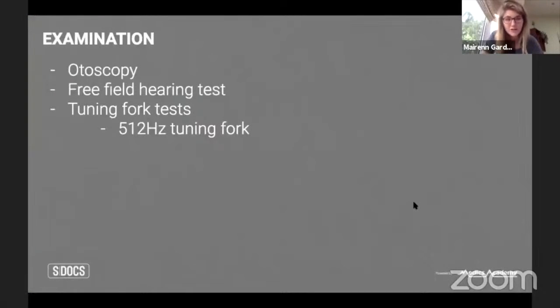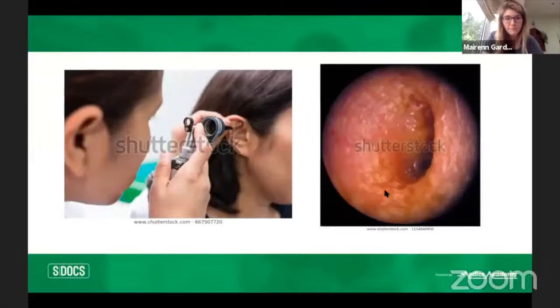So onto the examination. To start off with, you do otoscopy. Otoscopy, as you can see here, is an exam you would do to look at the outer and middle ear. This picture on the right is a patient with otitis media with effusion, and they've got a grommet inserted. So this is really helpful to give you a better picture of the outer and middle ear, allowing you to diagnose things that might be causing a conductive hearing loss.